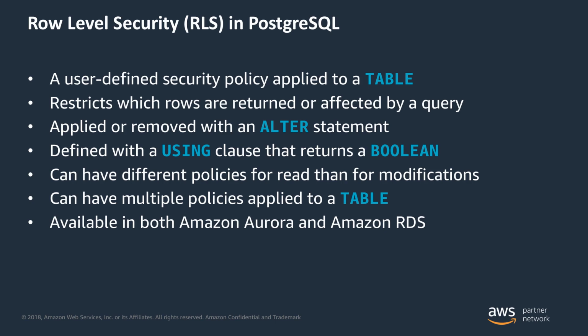You can have different policies for read than for modifications. So select statements can have one policy, and updates, inserts, and deletes can have different policies. You can also have multiple policies applied at any one time to a single table, giving you a lot of flexibility in what your security footprint for that given table could look like. This feature is available in both Amazon Aurora with the Postgres compatible database engine, as well as the Postgres offering in Amazon RDS.